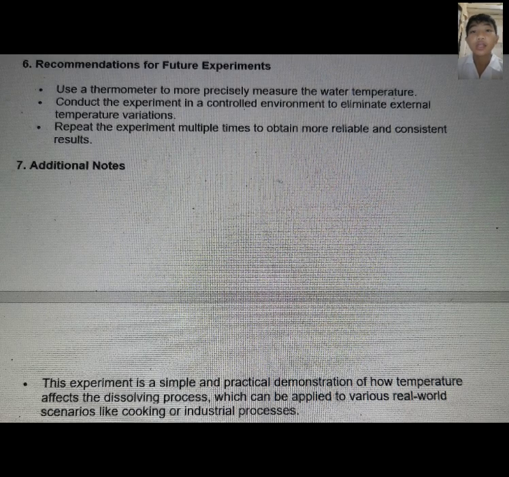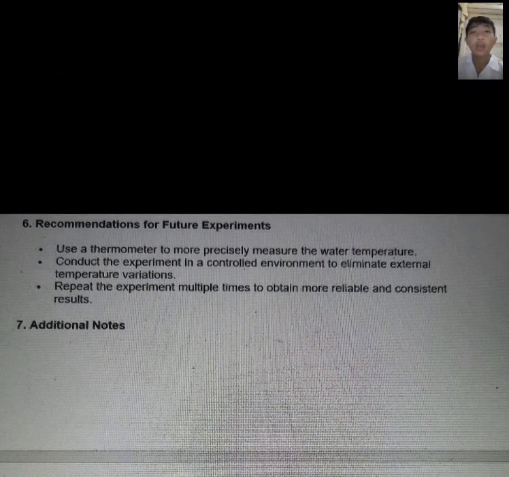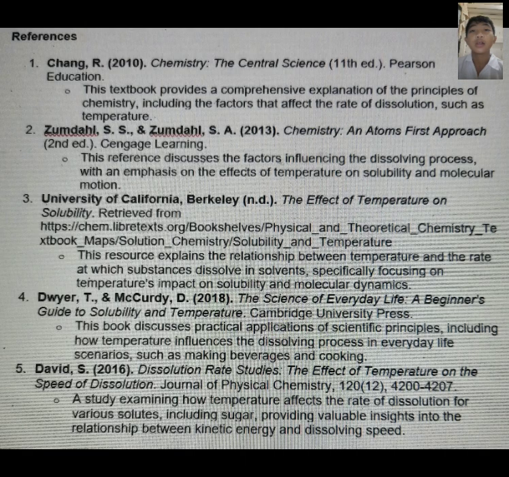Additional notes: this experiment is a simple practical demonstration of how temperature affects the dissolving process, which can be applied to various real-world scenarios like cooking or industrial processes. And here are the references. Chang, R.